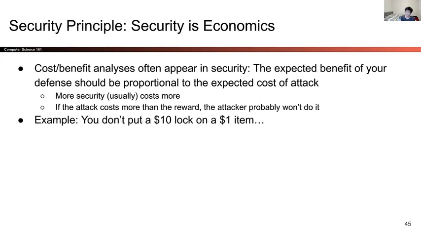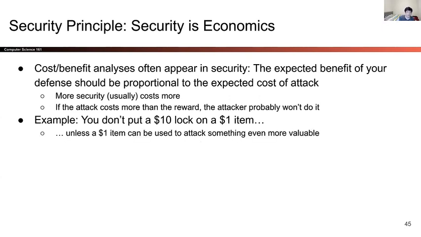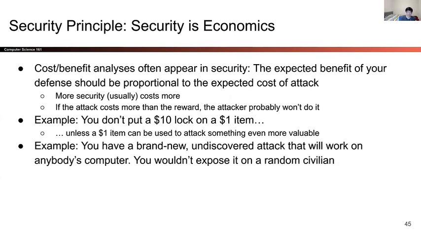And sort of on the inverse side of that, you don't put a $10 lock on a $1 item, because if that item gets stolen, you can just buy another $1 item. Security is economics. Unless that $1 item can be used to attack something even more valuable. So you're sort of expanding your cost-benefit analysis here and realizing, oh, that $1 rock can be used to break into like a $100 safe or something.